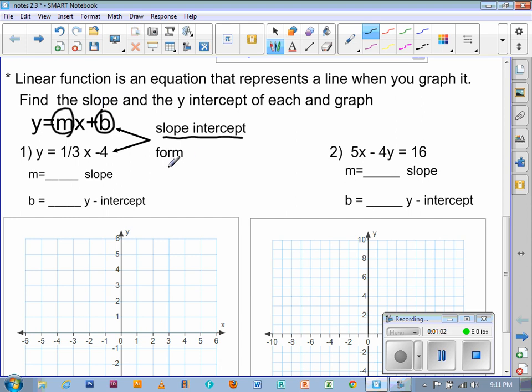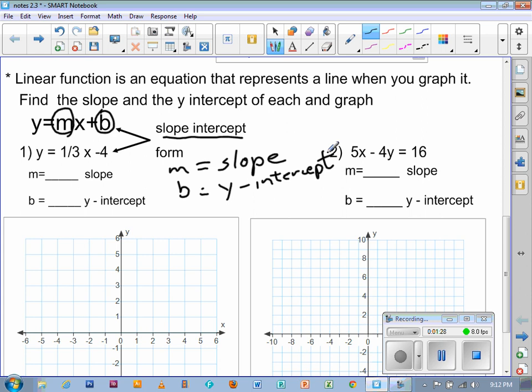Again, if the equation is solved for y, the m represents the slope, and that's the steepness of the line. The b is called the y-intercept. Now this basically is where the line crosses the y-axis, not the x-axis, but the y-axis.